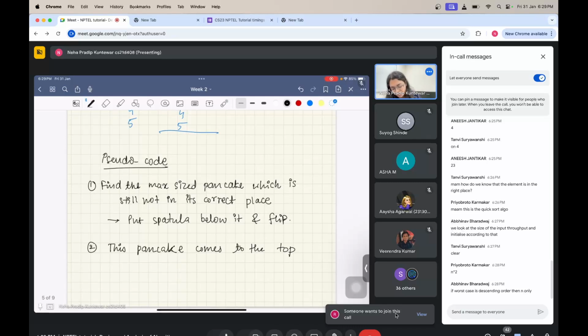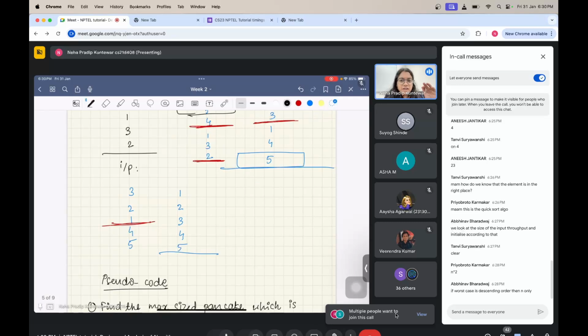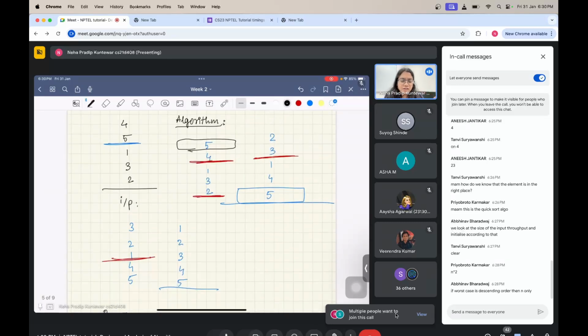And what we'll do is place your spatula above the desired or correct position and flip, and then you repeat this. So in maximum 2 flips you will get the largest pancake at its correct position. In this case 5 was not in its correct position, so we flipped it once to get it at the top and then flipped it once to get it at the bottom. So in 2 flips 5 is in its correct position, and now you have to solve the same problem for the rest of it, assuming that 5 is in its correct position.